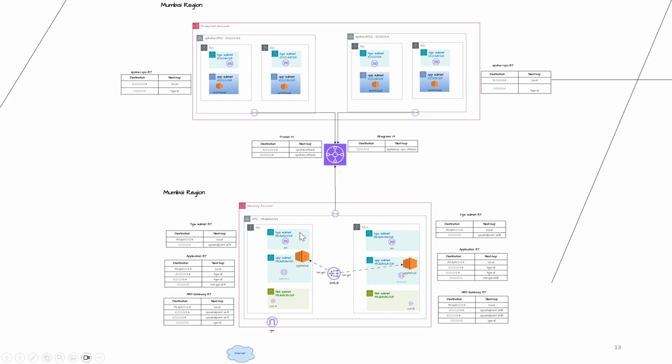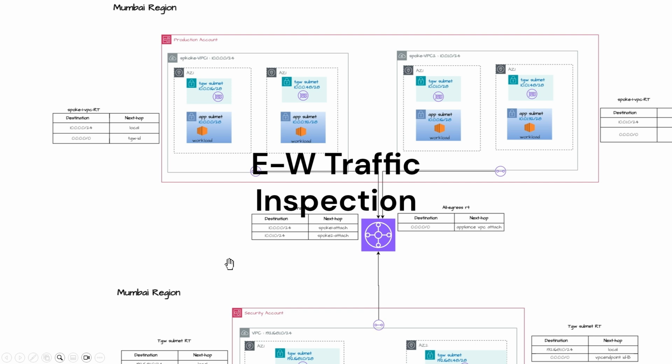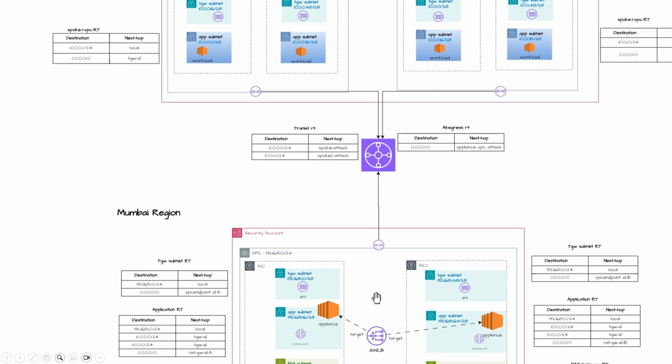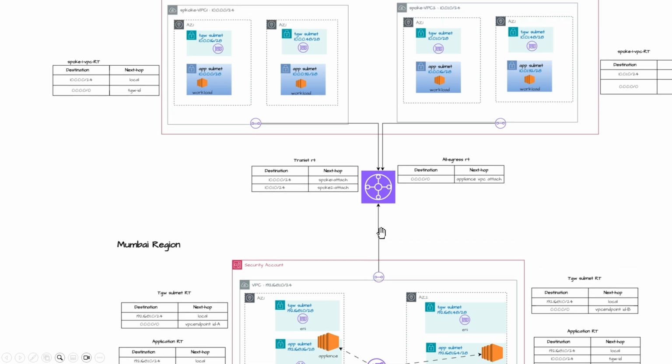Now let's take a look at the east-west traffic, how we can inspect east-west traffic. East-west traffic is considered to be the traffic flowing within your organization. For example, communication between your VPC networks, let's say from spoke VPC 1 to spoke VPC 2, or vice versa, or maybe another VPC network. So let's say your workload in spoke VPC 1 wants to communicate with a workload deployed in spoke VPC 2. Before traffic is sent to the final destination application, it should go to the security appliance for inspection. And once the inspection process is done, only then should the traffic flow and reach your workloads in VPC 2.